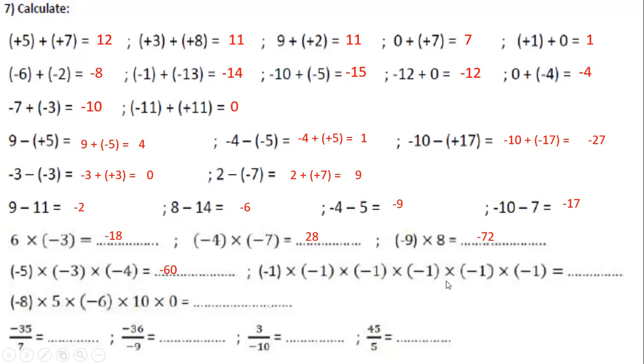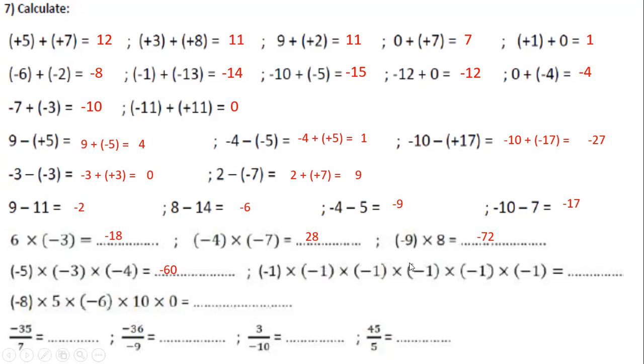If you have many numbers multiplied together, to know the sign, we count how many numbers we have. If the number was even, then my answer will be positive. If the number was odd, then my answer will be negative. Let me count. 1, 2, 3, 4, 5, 6. Is 6 odd or even? Even. So my answer should be positive.